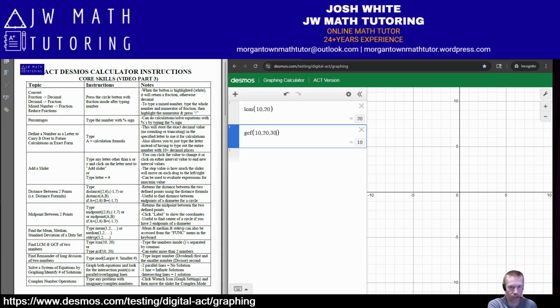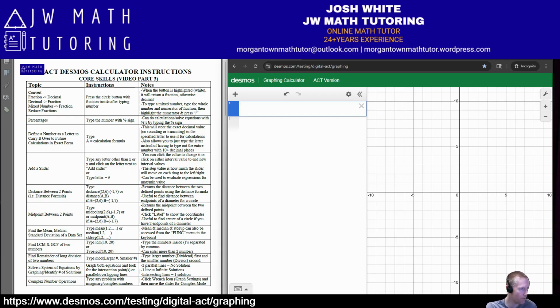Obviously it's not going to change anything for these. I just added a 30, but for LCM, whatever, I add a 30 here. Notice it does change it. Okay, so that's the basics of how those are used. Now we'll look at an example problem.